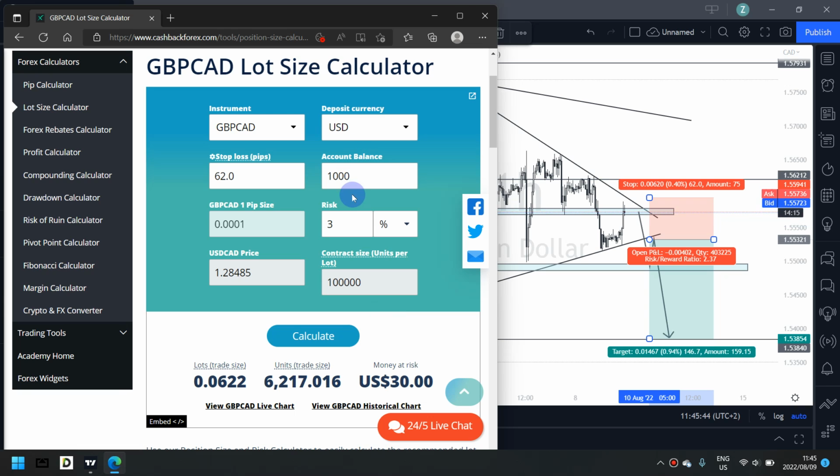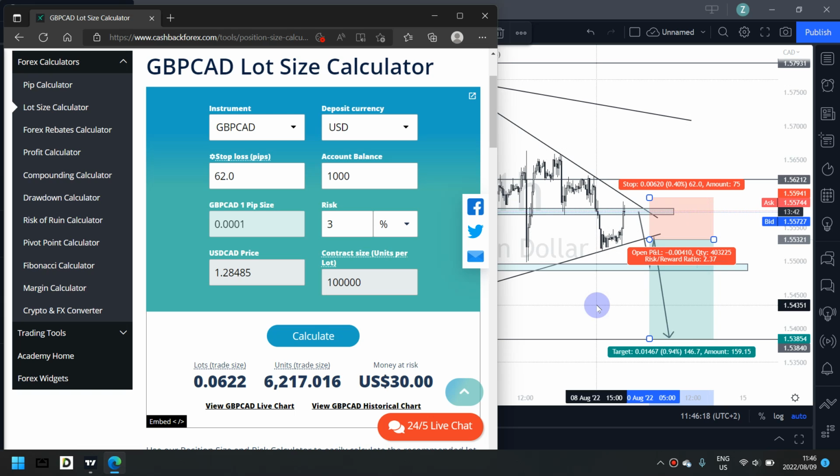If, for example, I were to risk $30, to calculate my profit, it would be $30 times 2.37, the risk to reward ratio, right? And then the stop loss, I know that if the market does hit my stop loss, it would be a $30 loss that I am comfortable with risking.